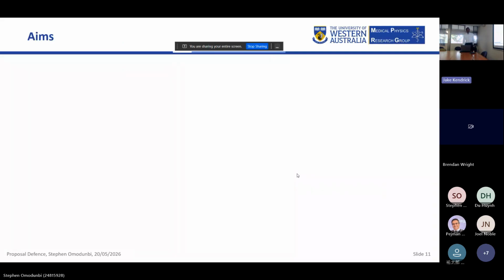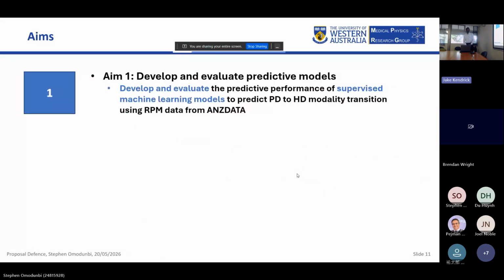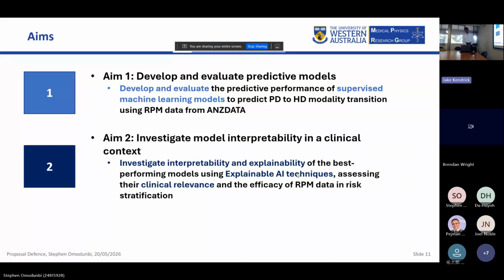Getting into the main aims of our project. The first aim will be to develop and evaluate the predictive performance of supervised machine learning models to predict PD to HD modality transition using RPM data from the ANZ data registry. And the second aim will be to investigate interpretability and explainability of the best performing models using explainable AI techniques like SHAP, and assessing their clinical relevance and the efficacy of RPM data in risk stratification.